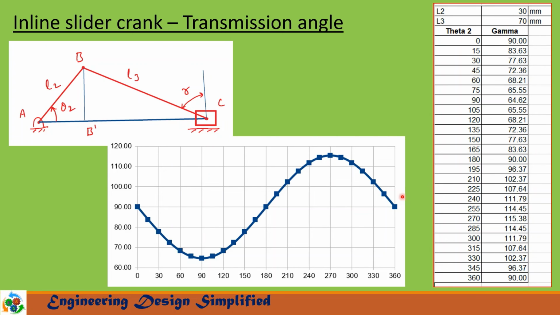So the transmission angle is plotted in this graph here. So along horizontal it is crank angle theta 2 from 0 to 360 degrees. Along vertical axis we have plotted gamma, that is transmission angle. So this is the variation of transmission angle with respect to theta 2.